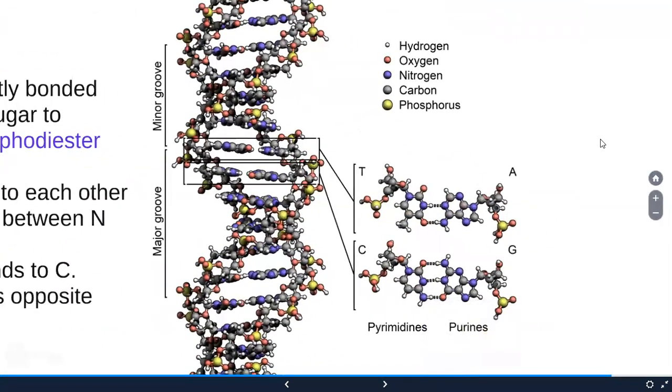There is a little bit of a difference in their structure. So the purines, they have 2 fused rings, and the pyrimidines have only 1 ring. That's the difference. So it's always going to be a purine bonding with a pyrimidine. And you'll see also that A and T make 2 hydrogen bonds, whereas C and G make 3 hydrogen bonds. And that could potentially be asked of you on the exam.